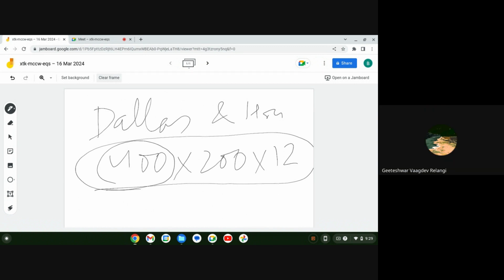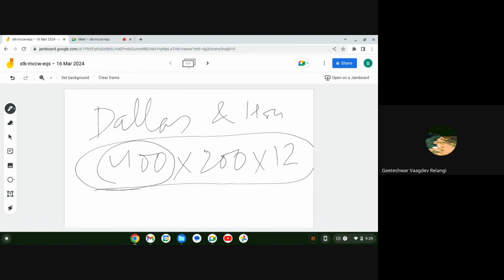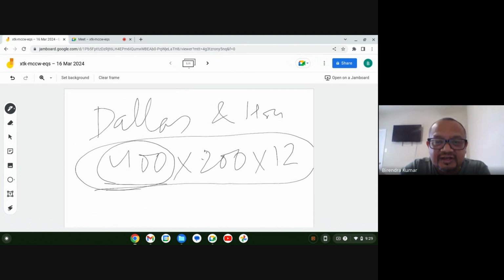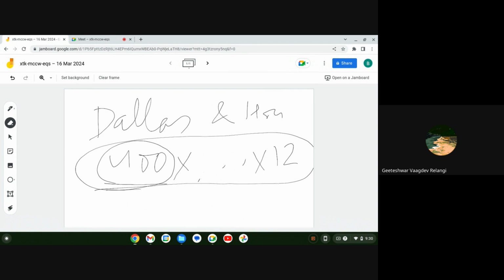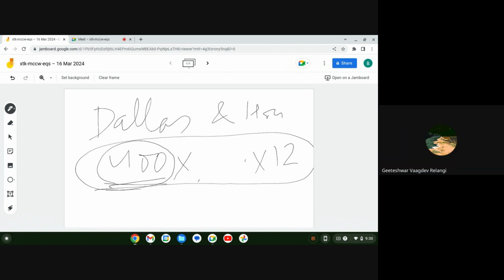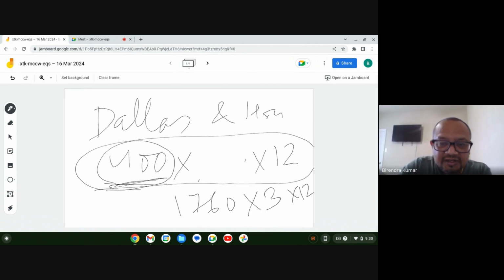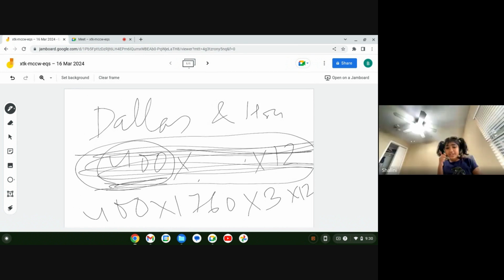Let's do the math. So 400 miles will be how many yards? You have to convert. One mile is 1,760 yards. How will that be into inches? 3 into 12. Okay, this is the inches. Now you do the math and find out what the number is, the distance from Dallas to Houston in inches.